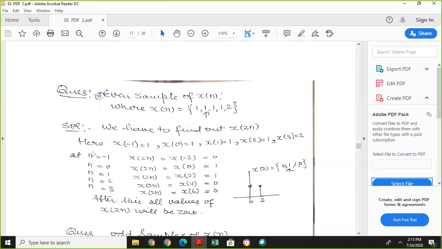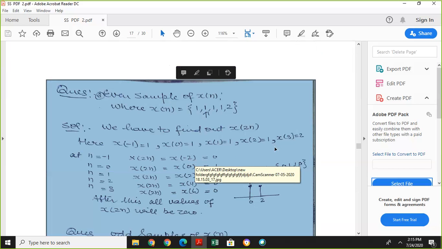Then substitute the value of n equal to minus 1 in this expression. In x of 2n, we get x of minus 2, and the value of x of minus 2 is 0, because here you don't get the value of x of minus 2. So the value of x of minus 2 is 0.